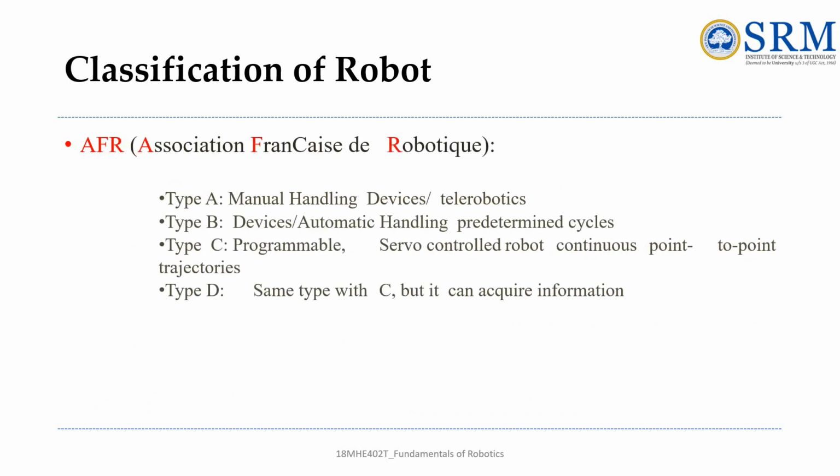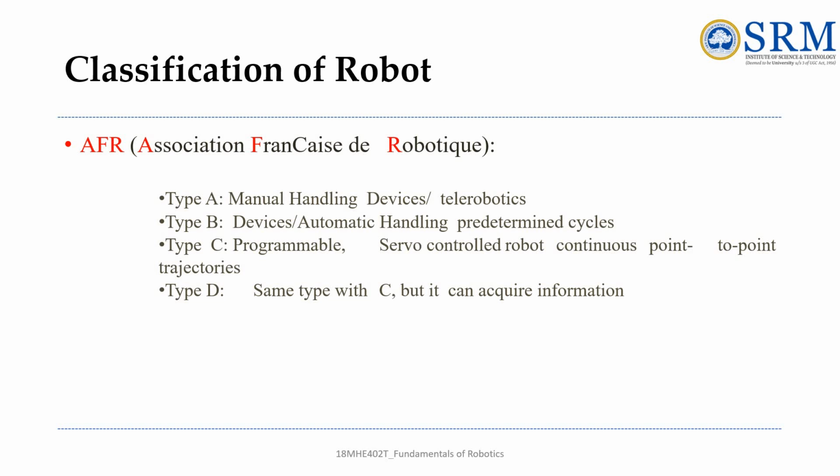And the next classification is AFR, that is Association Francaise de Robotique. You have 4 types. First, type A, manual handling device or telerobotics. These robots are manually operated or remotely controlled for tasks involving handling. And type B is automatic handling devices with predetermined cycles. Robots in this category perform tasks with predefined and repetitive sequences.